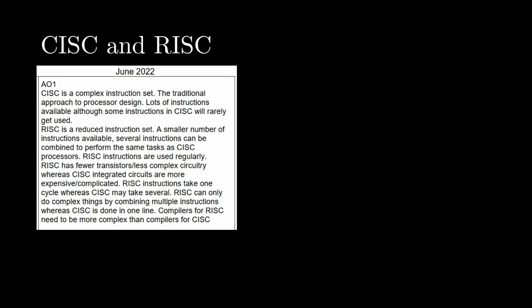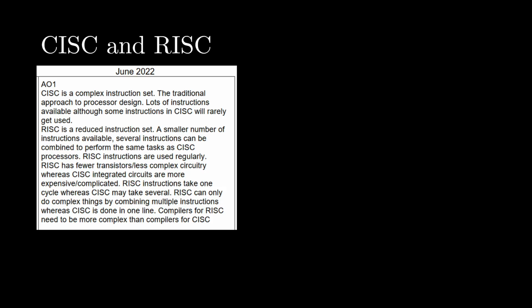So yeah, another point is RISC instructions are used regularly. RISC also has fewer transistors and less complex circuitry, whereas CISC has more integrated circuitry and is therefore more expensive and complicated. You can sort of infer that and logic it through. RISC instructions take only one cycle, whereas CISC may take several cycles. That also you can probably infer. RISC can only do complex things by combining multiple instructions, whereas CISC is done in one line. Again, that goes back to my example of the 5 times 5 and the 5 plus 5, 5 times.